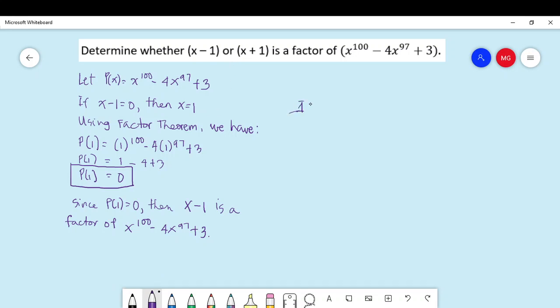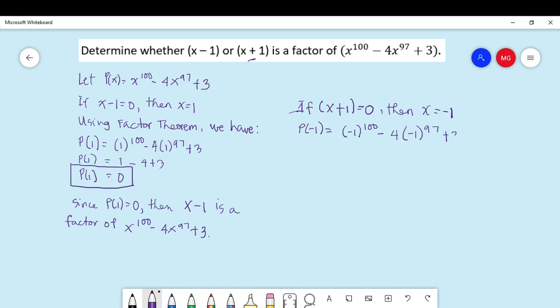Now our second one. If x plus 1 equals 0, then what would be x? So x is equal to negative 1. Just like we did in the previous solution, we will replace x by negative 1. So p of negative 1 is equal to negative 1 raised to 100 minus 4 times negative 1 raised to 97 plus 3.